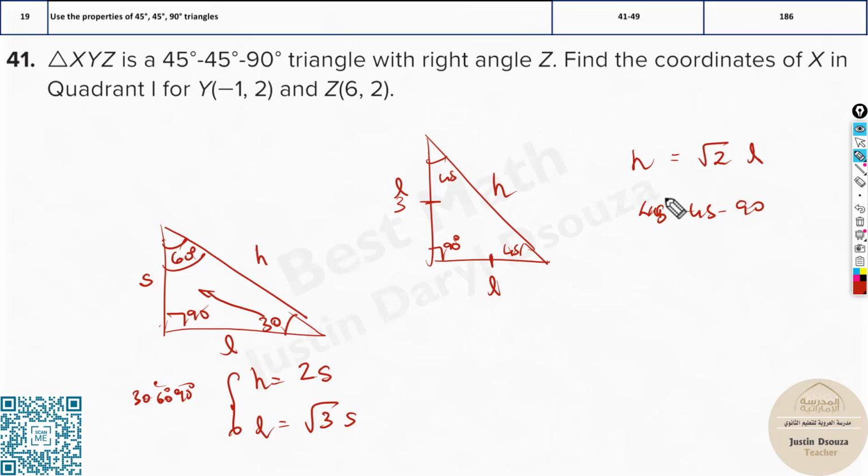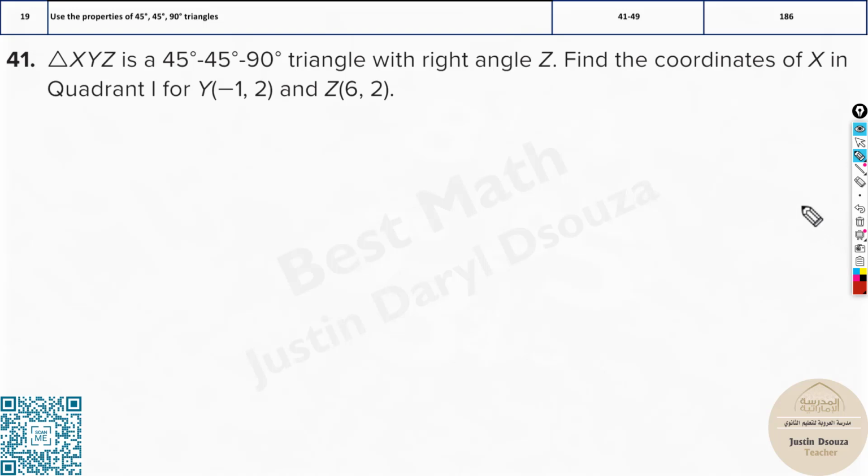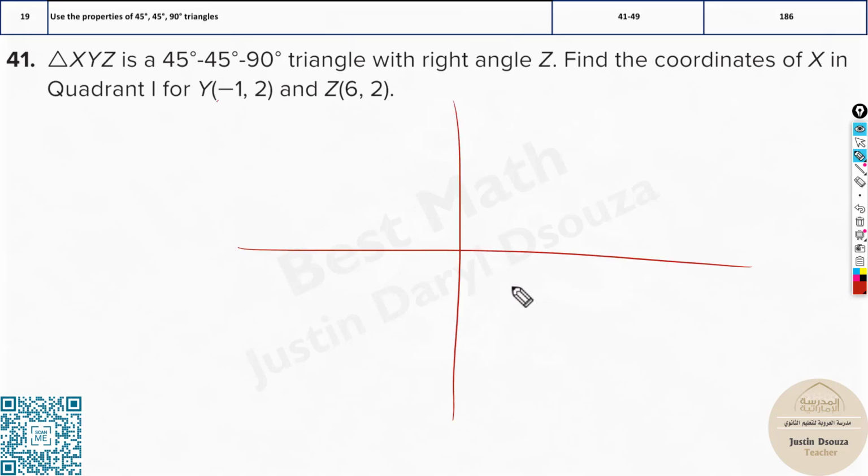We just put a dash in between. So these are the two formulas. Now with these formulas, you can solve all the problems in this particular topic. But the first one has various ways to solve. So here they have asked you to find the coordinate X, which is in the first quadrant. Y and Z values are given. So if you don't like any of the formulas, only for this particular problem, let's start plotting it out.